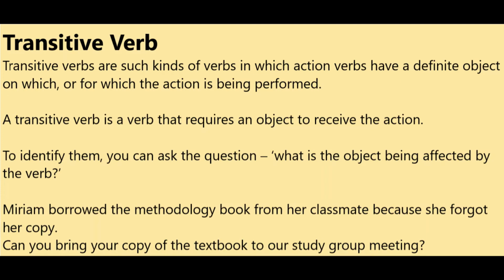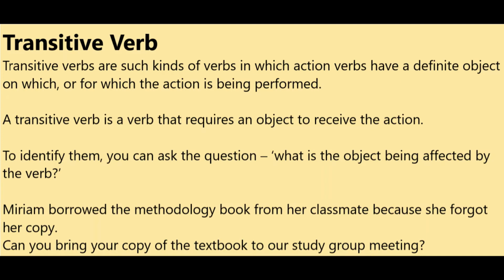The transitive verb is a verb that requires an object to receive action. That is the meaning of it. Or a verb that has an object. To identify them, you have to ask the question: what is the object being affected by the verb? Miriam borrowed the methodology book from her classmate because she forgot her copy.